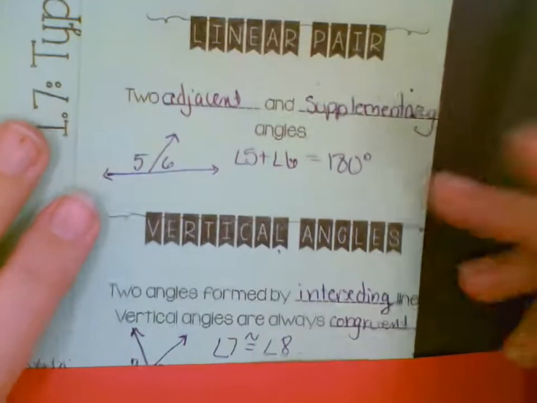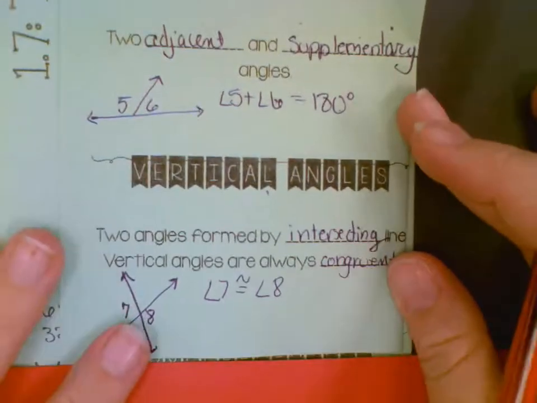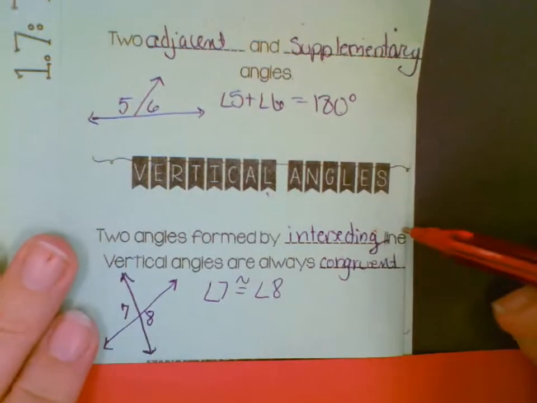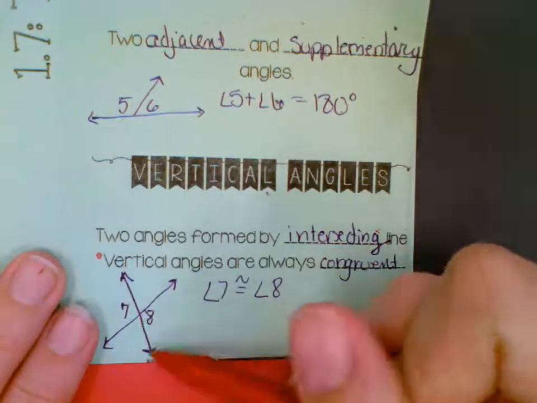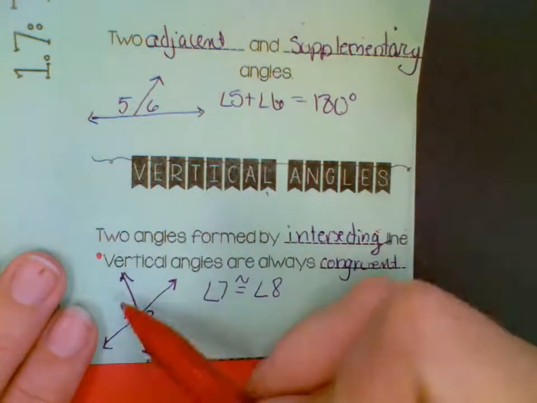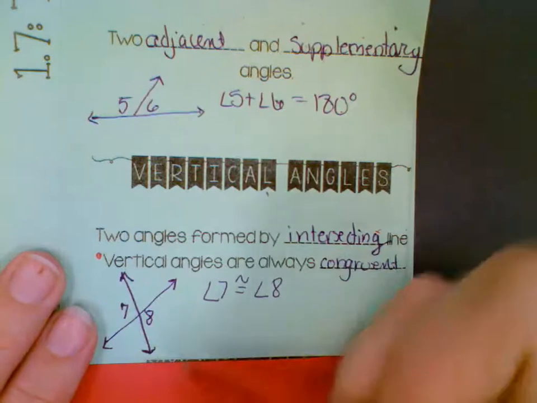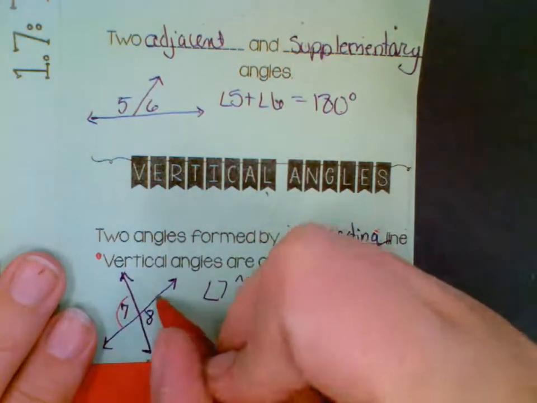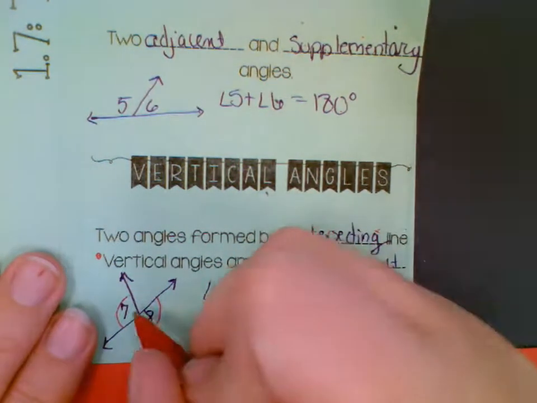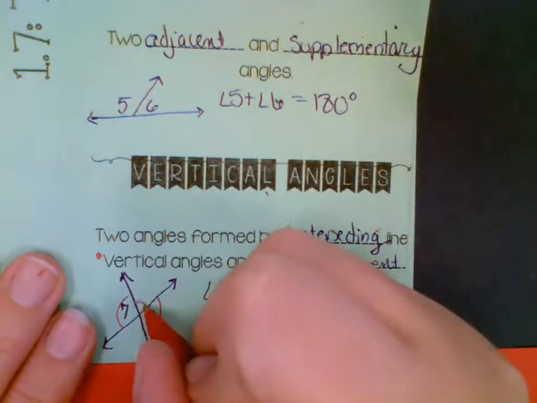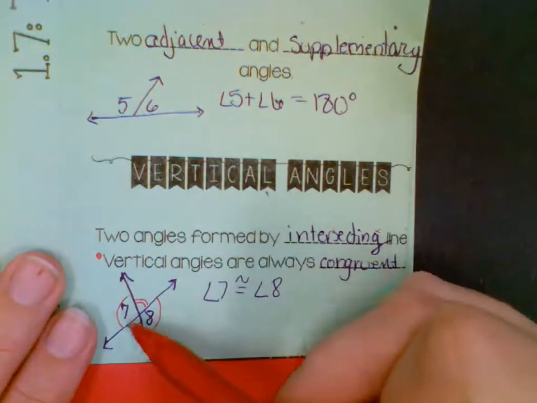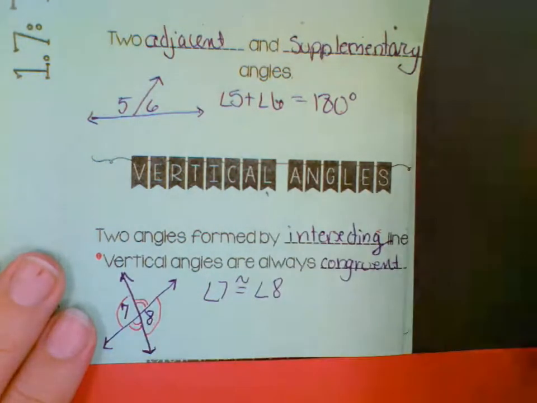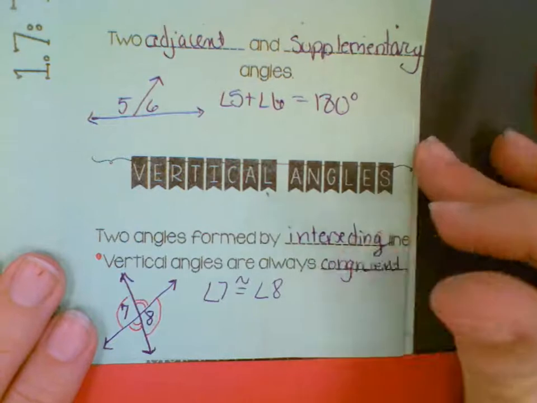And our last kind is vertical angles. Vertical angles are formed by two intersecting lines, and vertical angles are always congruent. So here's our two intersecting lines, and the pair that's vertical is angles 7 and 8. They're always congruent, so we could put congruency marks there. This pair is also vertical, so they're also congruent. Okay, so it's the angles that are opposite each other in those pairs. So let's take a look at our examples that are on the inside.